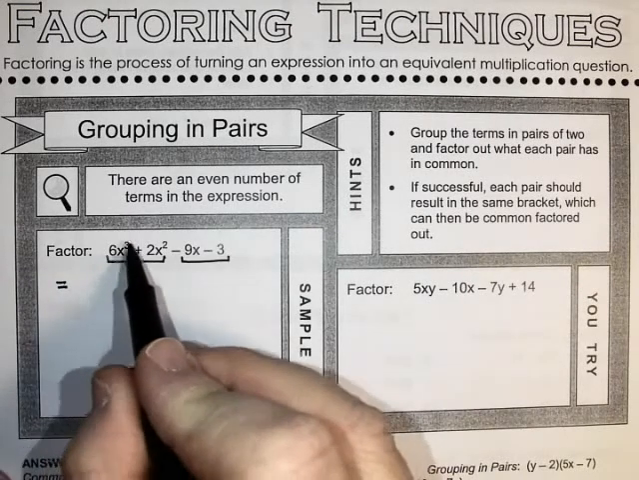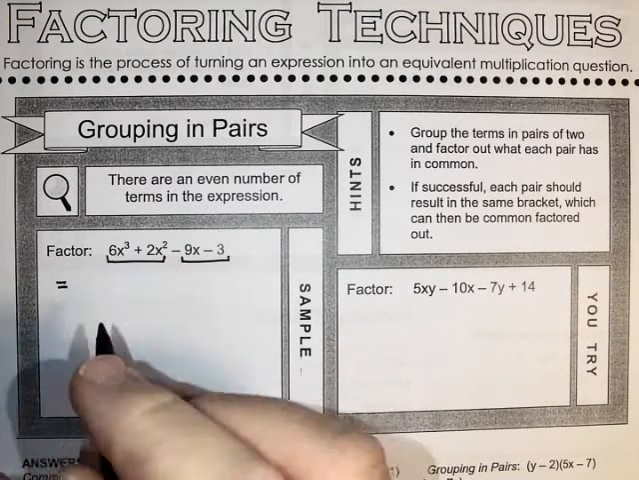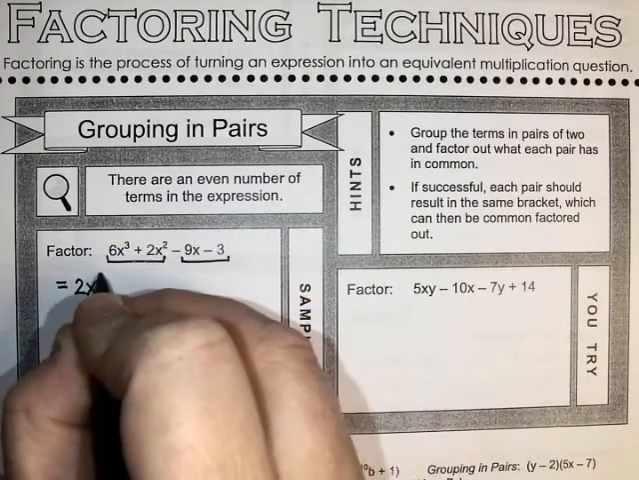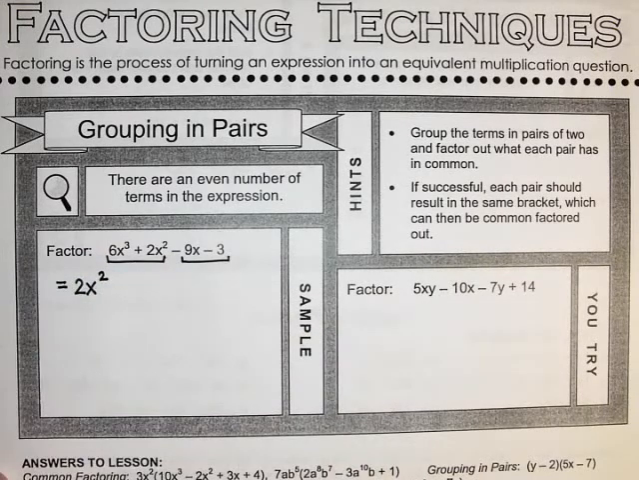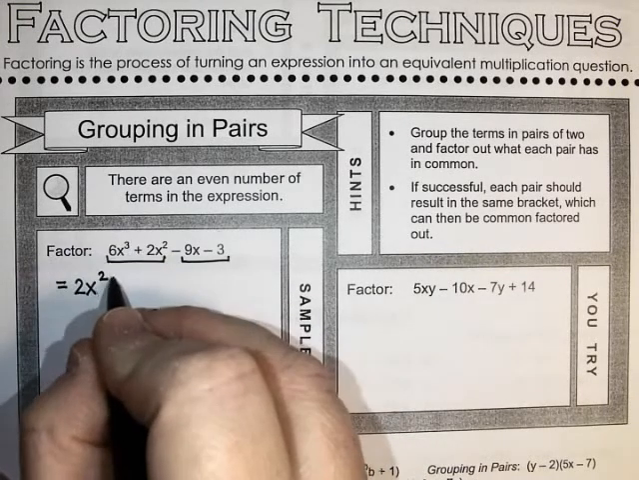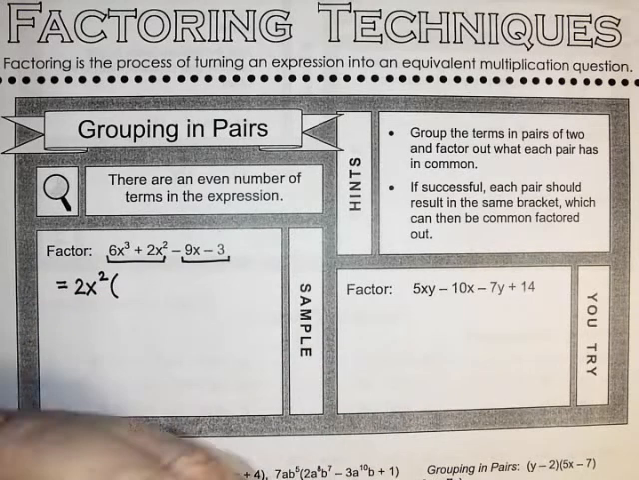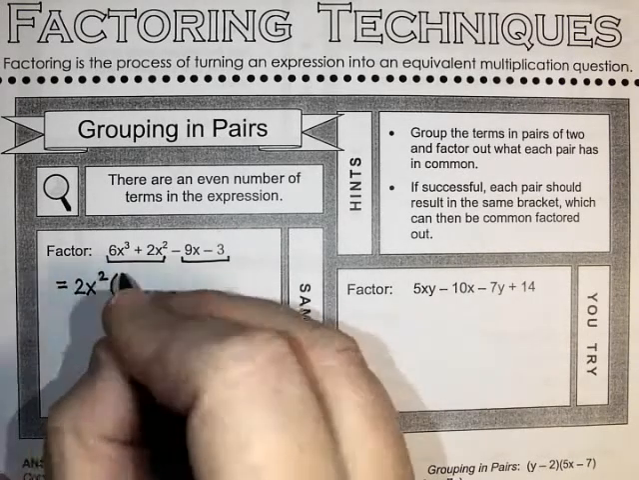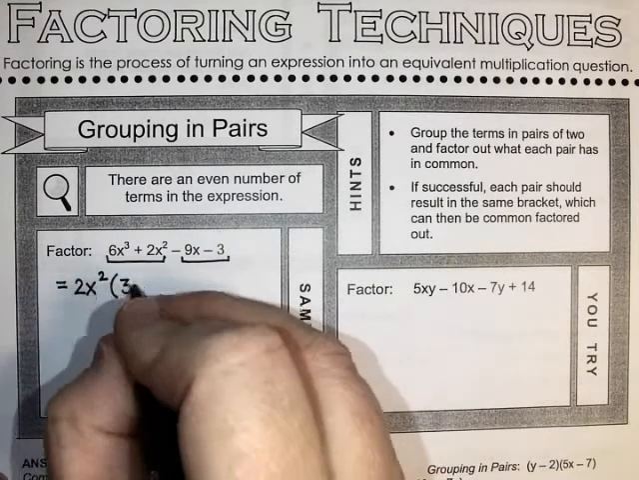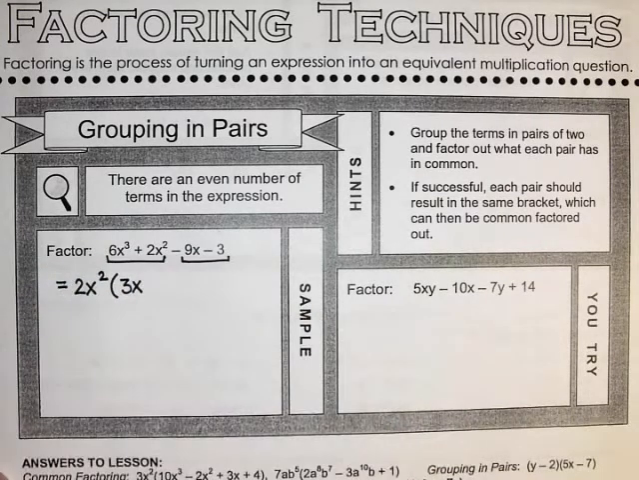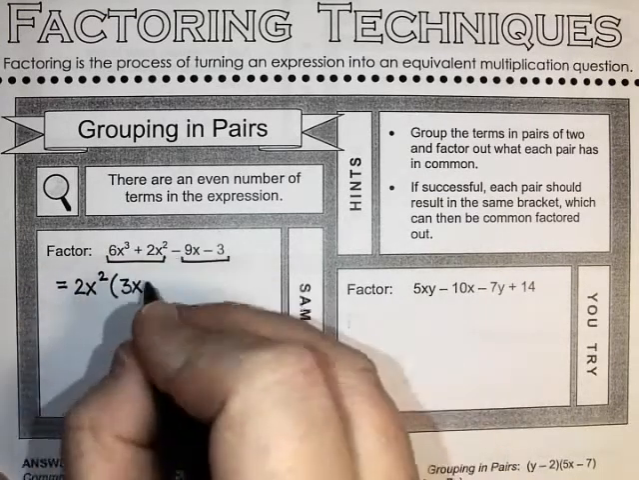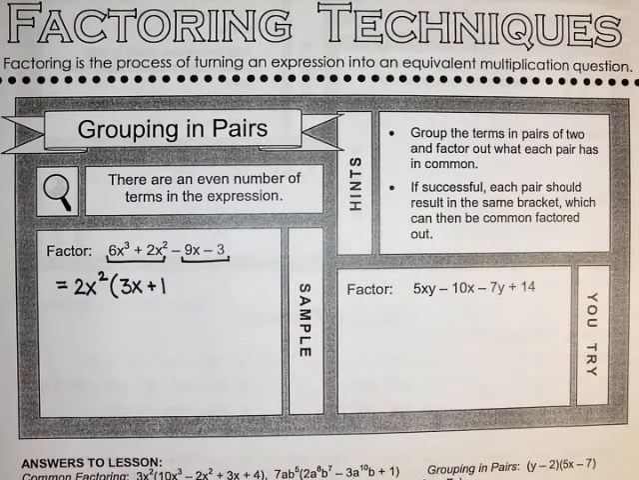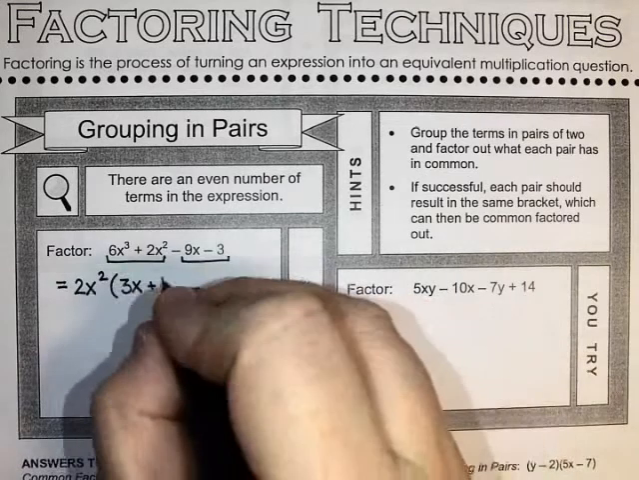So 6x cubed plus 2x squared, they both divide by 2, they both have an x, and the smallest exponent is a square. 6x cubed divided by 2x squared: 6 divided by 2 is 3, and then x cubed divided by x squared is x. Now 2 divided by 2 is 1, and x squared divided by x squared is also 1. 1 times 1 is 1.